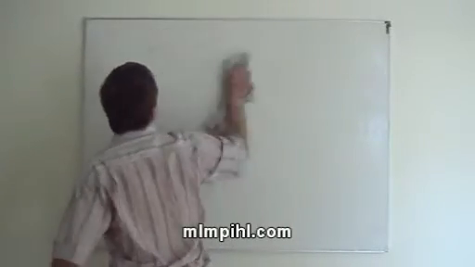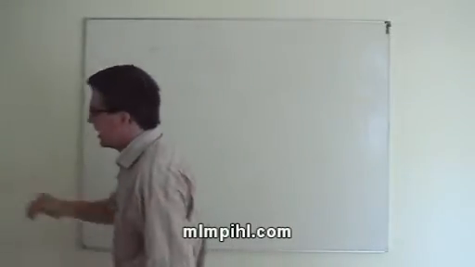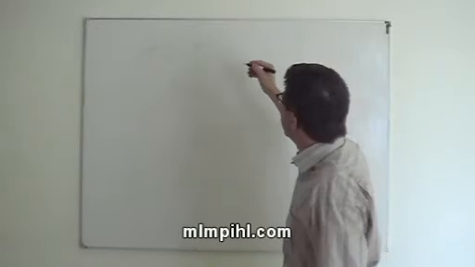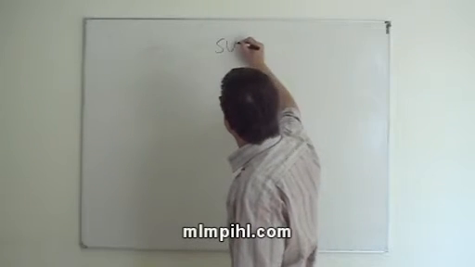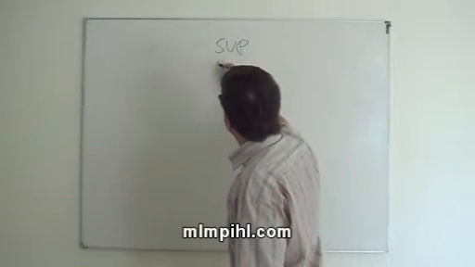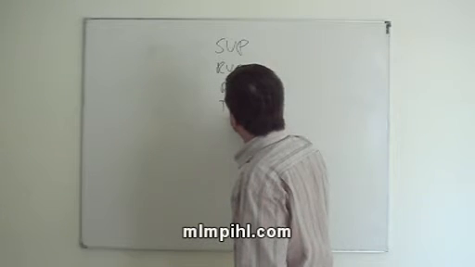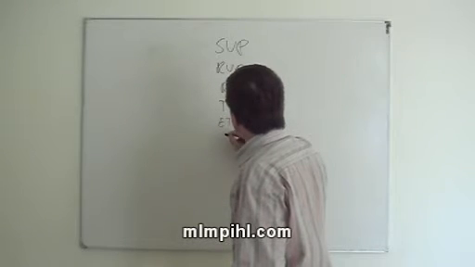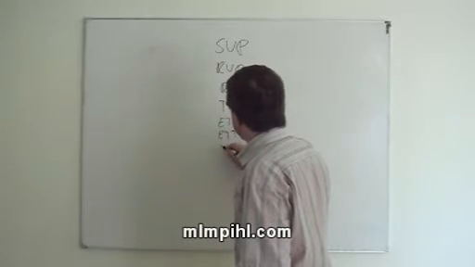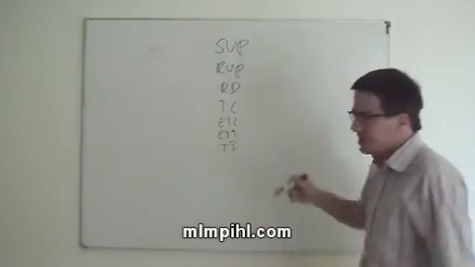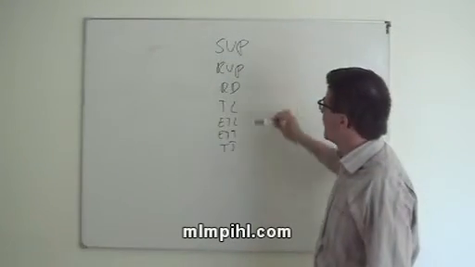Okay, let's look at this instead. So let's look at it the other way. If we look from the top, we have SVP, RVP, RD, TC, ETL, EGT, and TG. Looking at the compensation plan from the top down.